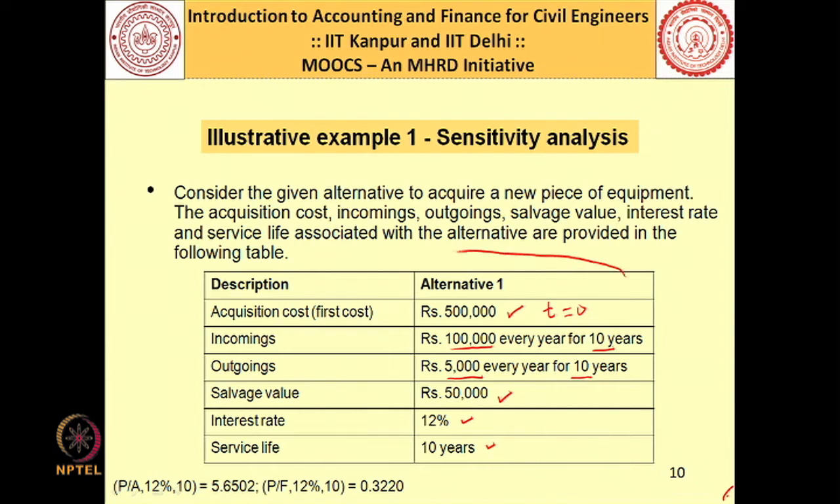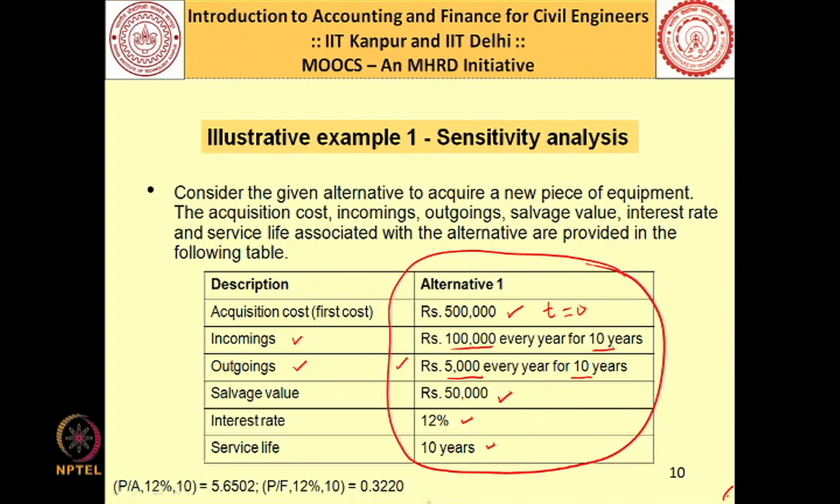Now, all these values, if you remember, so far we had assumed to be constant. What exactly we are planning to do here is to make changes in each of these variables one at a time. That is the simplest to start with. So, we would like to see what happens if my incomings value changes from 100,000 to some other value. Will my original decision change? Similarly, I would like to know what will happen if instead of an estimated outgoing of rupees 5,000, there is some other outgoing. Will it change my original decision?